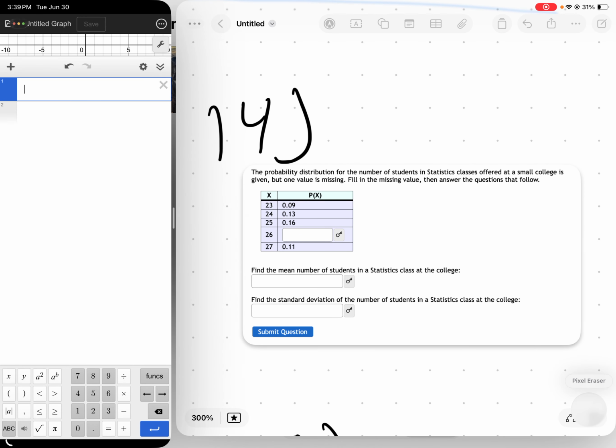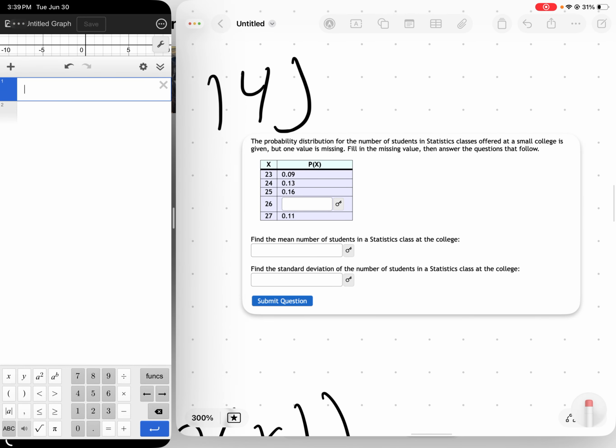All right, let's try another. Here's another. This probability distribution is for the number of students in a statistics class offered at a small college. It is given, but one value is missing. We're going to fill in that missing value and answer the questions below.